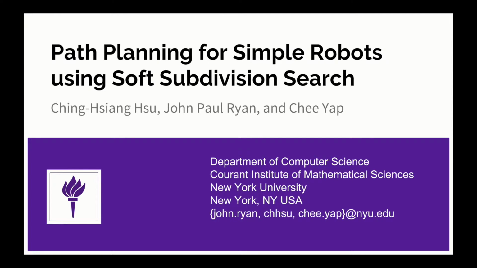This is the video demonstration for path planning for simple robots using soft subdivision search. In this video, we present resolution-exact algorithms for path planning. Here's an example of a path found for a disk robot in an environment with 3 polygonal obstacles.